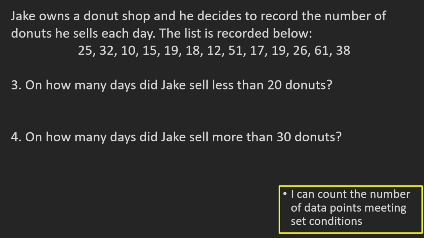Okay, so now we're looking at our success criteria of I can count the number of data points meeting set conditions. So question 3, on how many days did Jake sell less than 20 donuts? All right, well, let's have a look. He sold 10, 15, 19, 18, 12, 17, 19. That's 1, 2, 3, 4, 5, 6, 7. So on 7 days.